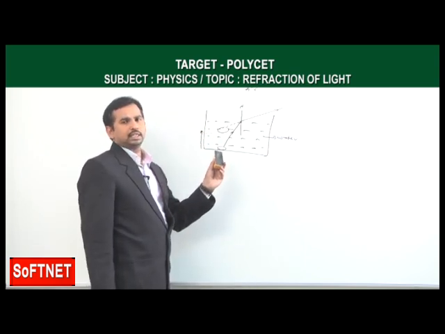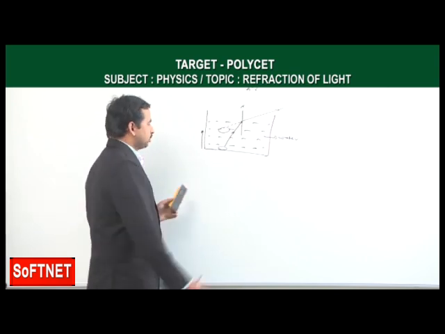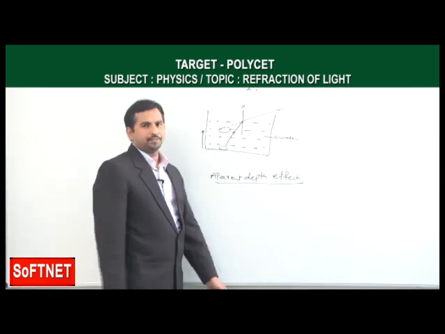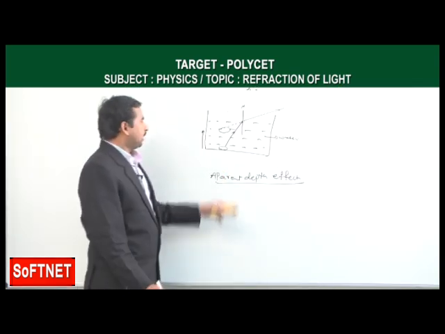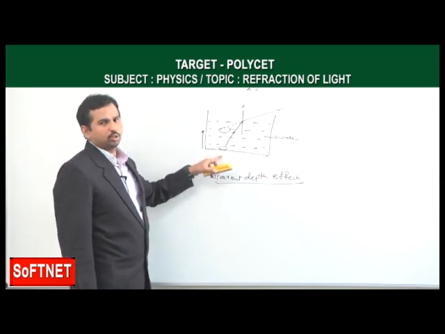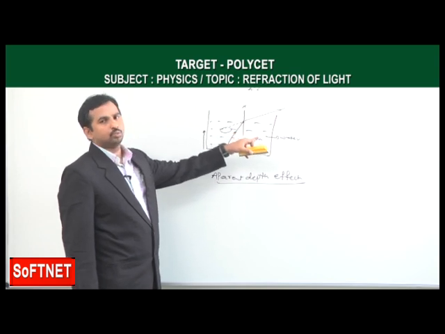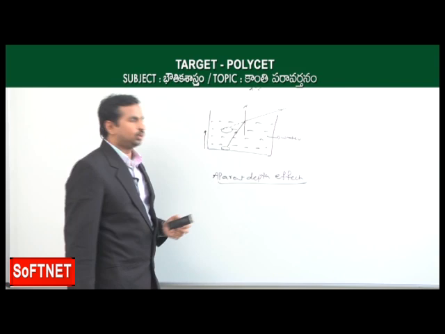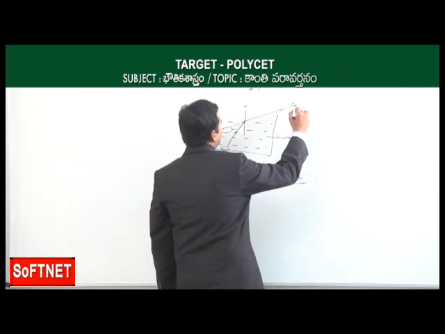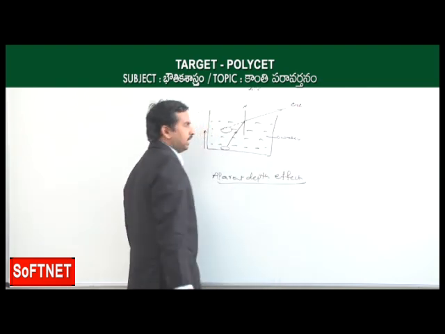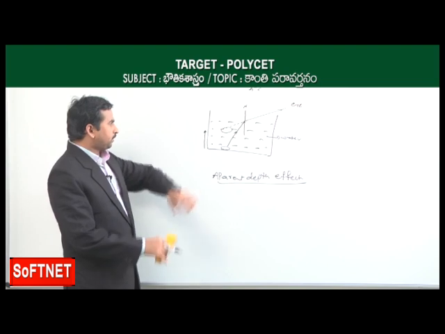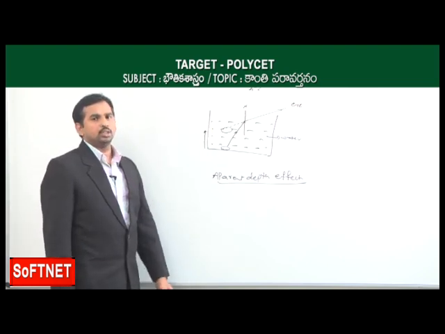This effect we call the apparent depth effect. Whenever you take a coin at the bottom of a beaker with water, the coin appears to be raised because of the refraction effect, as we are seeing the coin through the air medium. This shift we call the normal shift.